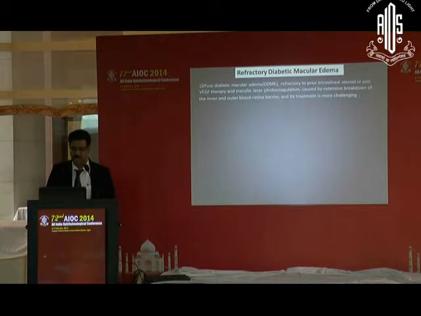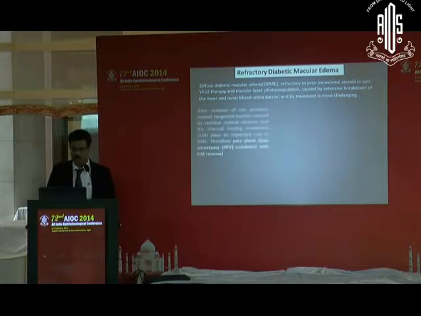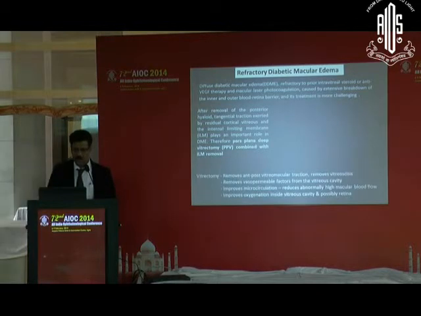It's a refractory diabetic macular edema. Refractory to prior anti-VEGF therapy, refractory to prior steroid therapy, along with macular laser photocoagulation, and basically it is caused by the extensive breakdown of the inner and outer blood-retinal barrier. So treatments are challenging, and good vitrectomy along with ILM removal is the maximum you can do in this kind of situation. You should know that vitrectomy removes the anterior-posterior vitreomacular traction.